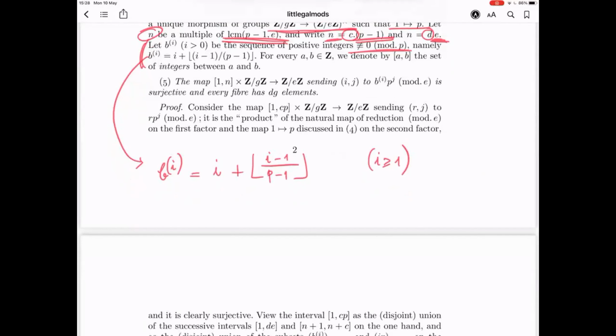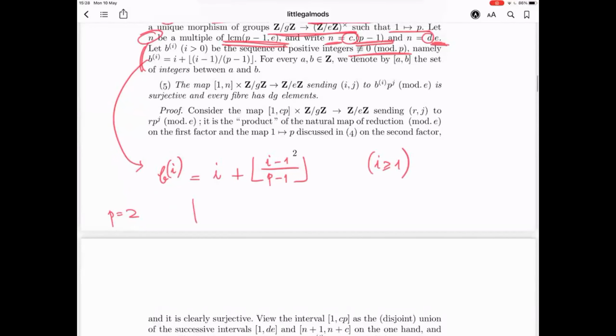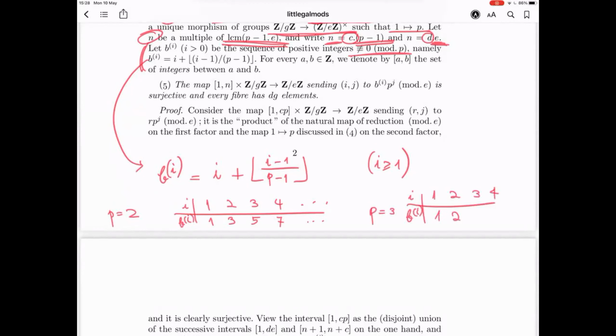If you take P equal to 2, this is simple. When I is 1, 2, 3, 4, etc., BI is going to be 1, 3, 5, 7, and so on. If P is equal to 3, then you have I equal to 1, 2, 3, 4, and BI is going to be 1, 2, then 4, and 5, and so on. That's what these BIs are.